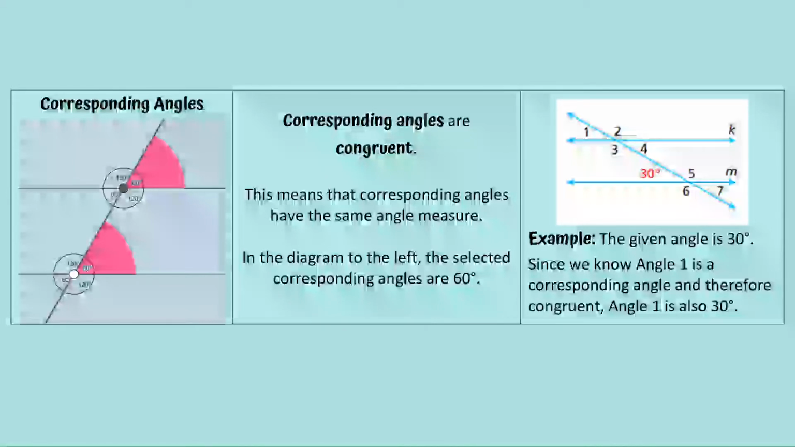Now let's look at the example on the right. What if we didn't know some of the angles in our diagram? Well, in this case, the only angle we are given is 30 degrees. So look at that angle there. We're thinking about corresponding angles. So our corresponding angle to the 30-degree angle is located in the same position, but on the top parallel line K. And that means that the corresponding angle is angle 1. Well, since angle 1 is a corresponding angle with the 30-degree angle, and corresponding angles are congruent, then we know that angle 1 is equal to 30 degrees.